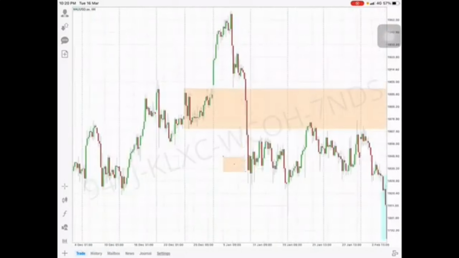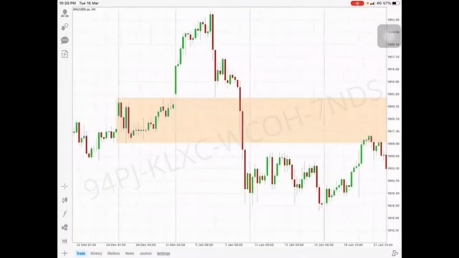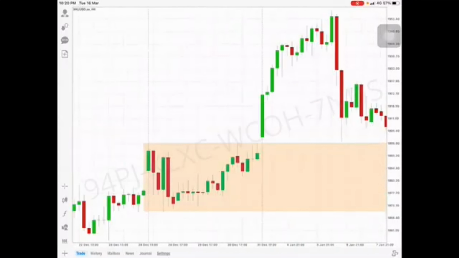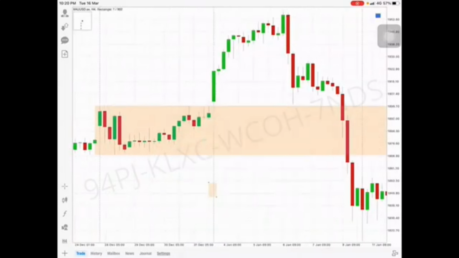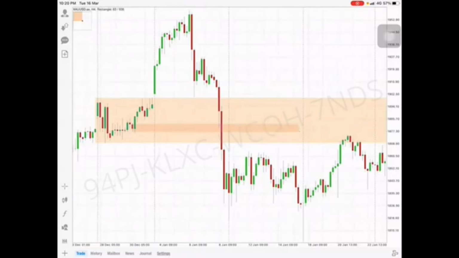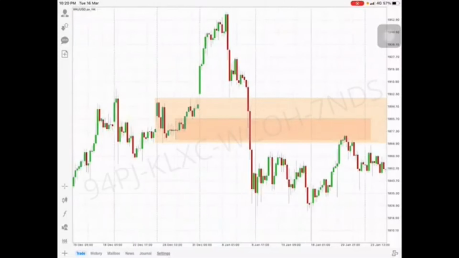Okay, so now we are going to go to H4. We marked the EF. Now what are we going to look for in this area? We are going to look for engulfing or engulfing fail. So now I'm gonna mark this one right here and see if it reached. No, it didn't reach. So it must be somewhere right here. Let me see. Okay, now this is the zone.